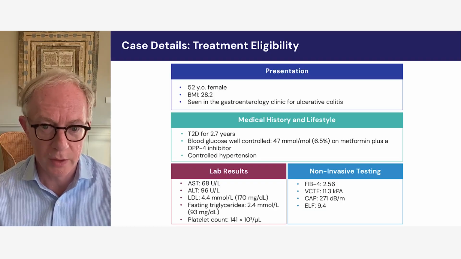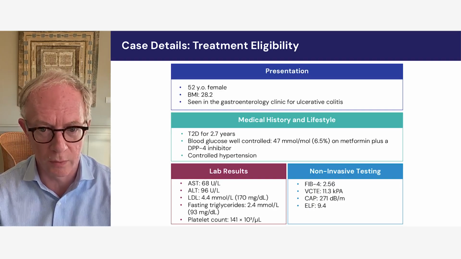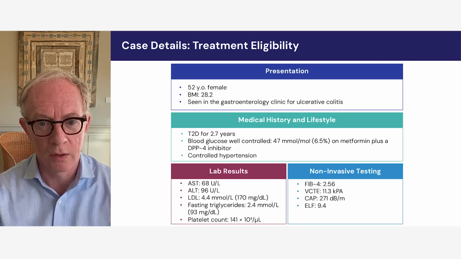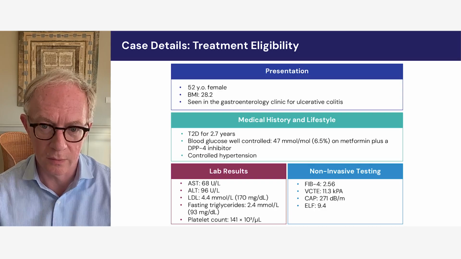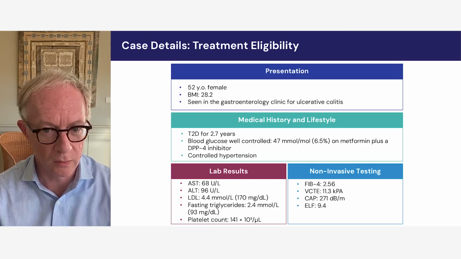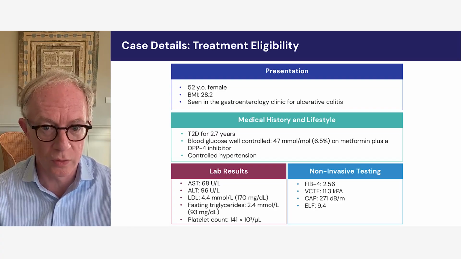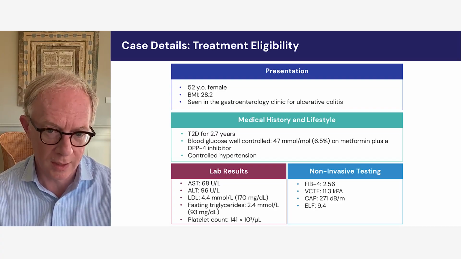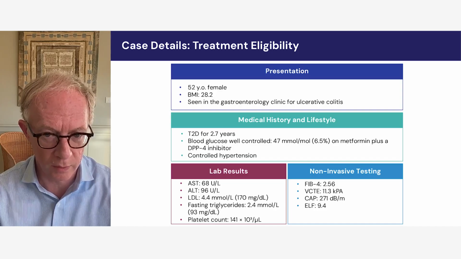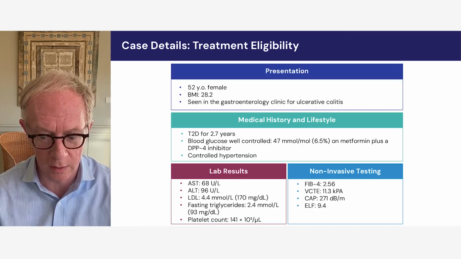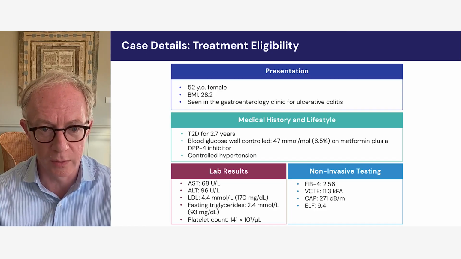Specifically in our patient, the ELF test was 9.4, which is below the 11.3 threshold. So here, together with the VCTE of 11.3, I think we have probably enough arguments to exclude cirrhosis, but to say that the patient has steatohepatitis with fibrosis and hence might be eligible for pharmacological treatment.